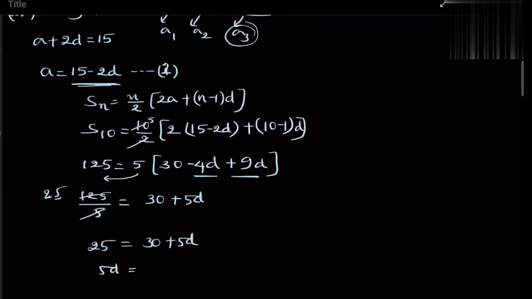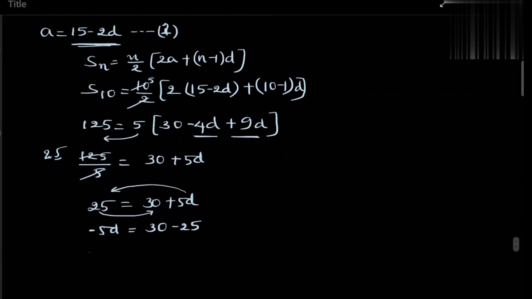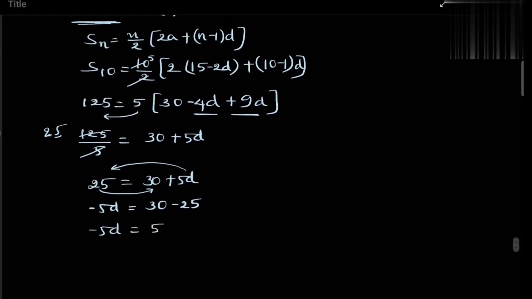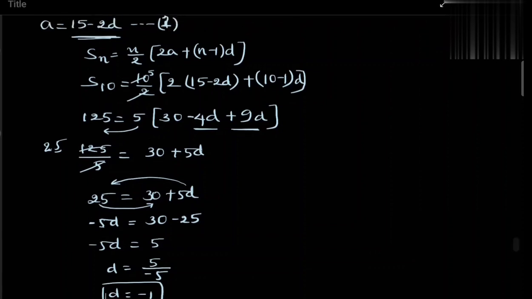So 5d is equal to 30 minus 25. Wait, once again: move 5d to this side, it will become minus 5d, and 25 to this side, it will become minus 25. So minus 5d is equal to 30 minus 25, which means 5. So d is equal to 5 divided by minus 5, so d is equal to minus 1. Therefore the common difference is minus 1.